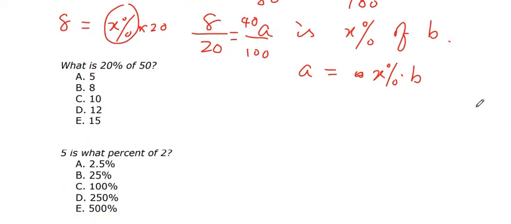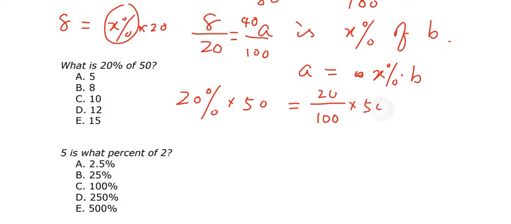So what is 20% of 50? So 20% of 50 is just 20% multiplied by 50. So 20% we can change to 20 over 100, or just 0.2, right? 20% is 0.2. So we say it is equal to 10. 20% of 50 is 10.